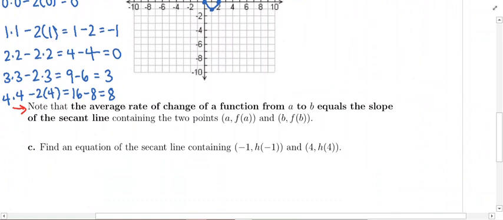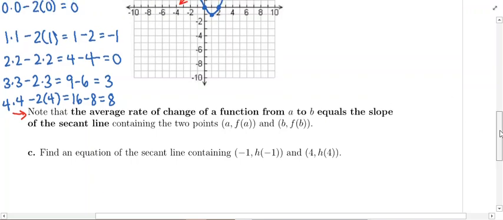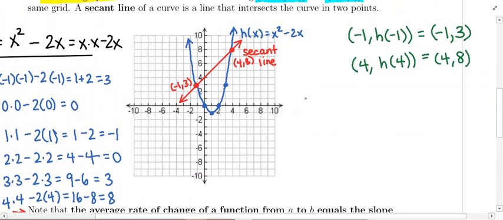It says, note that the average rate of change of a function from a to b equals the slope of the secant line containing the 2 points, a, f of a, and b, f of b. Okay, so it's getting mathy on us again. But what you need to realize, this is what the statement is saying, the average rate of change that we computed was 1. This 1 is the slope of the secant line.